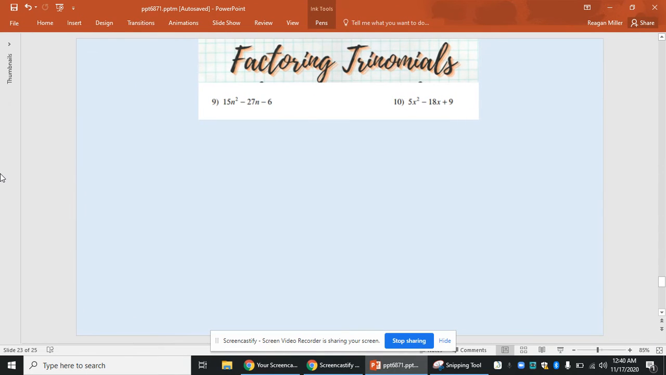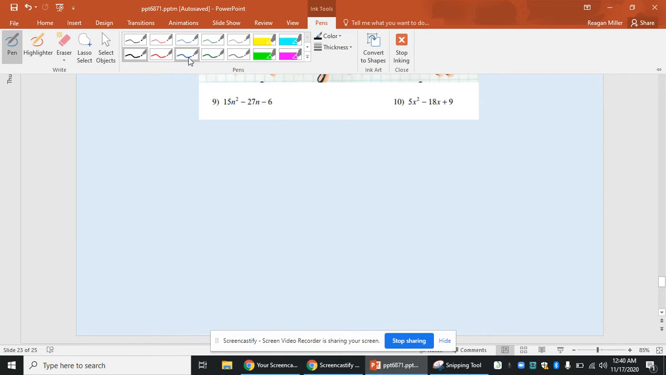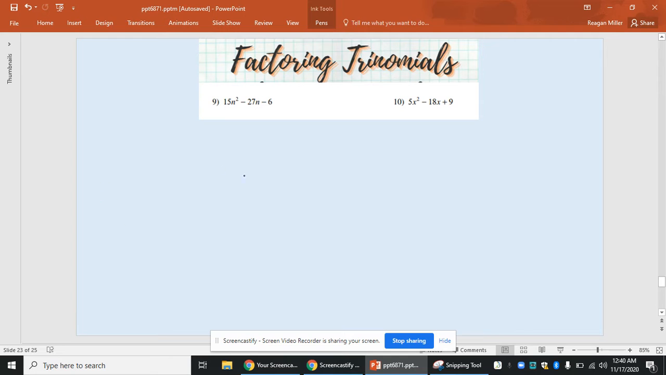Hey guys, let's do some more factoring trinomials examples. I took these examples directly from a worksheet that we gave you last week sometime.